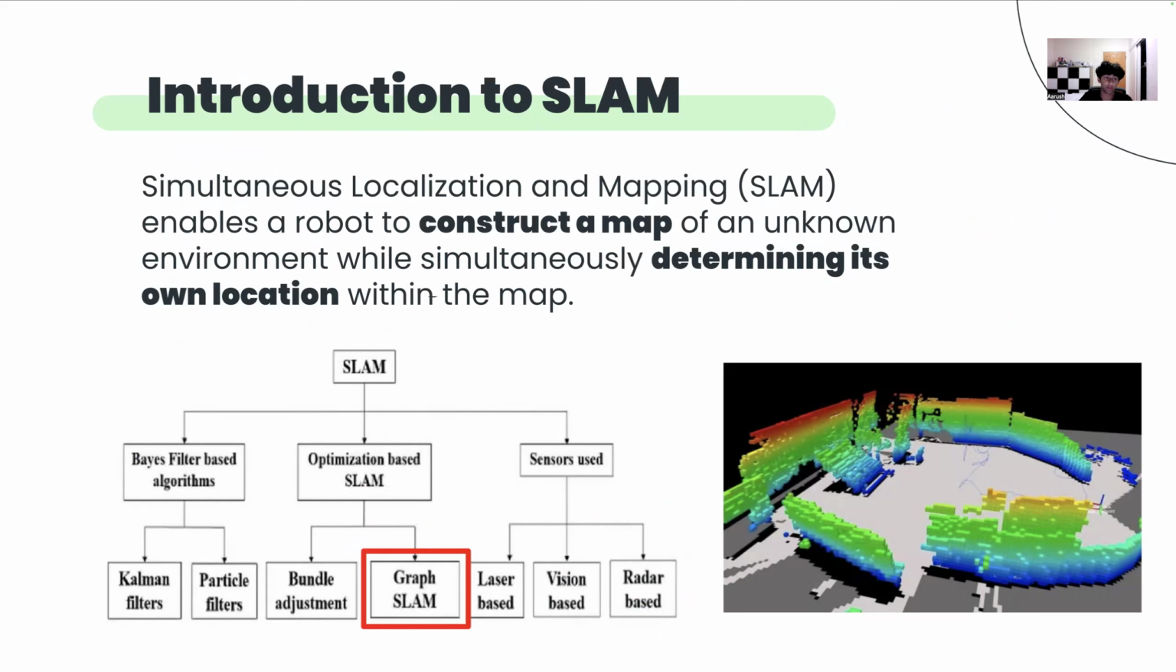Well, we use something called SLAM. Simultaneous localization and mapping, which stands for SLAM, enables the robot to construct a map of an unknown environment while simultaneously determining its own location within the map. SLAM is split into many parts. There's filter-based algorithms, optimization-based SLAM, and some review of sensors used. As you can see, we will only be focusing on graph-based SLAM, which is a type of optimization-based SLAM, to optimize a path around a room or location.